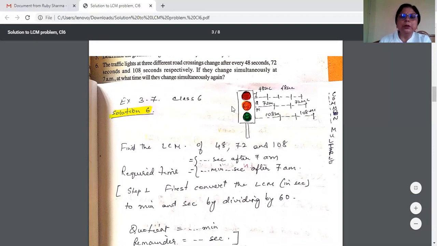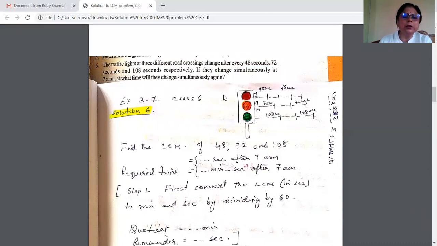Now they change simultaneously. When all these 3 change together at one point, after every 48 seconds they change. Now here there's another traffic light that will change after every 72 seconds, and here there'll be another traffic light that will change after 108 seconds. Okay, now if they change simultaneously at 7 a.m., all the 3 had changed together. At what time will they change simultaneously again?